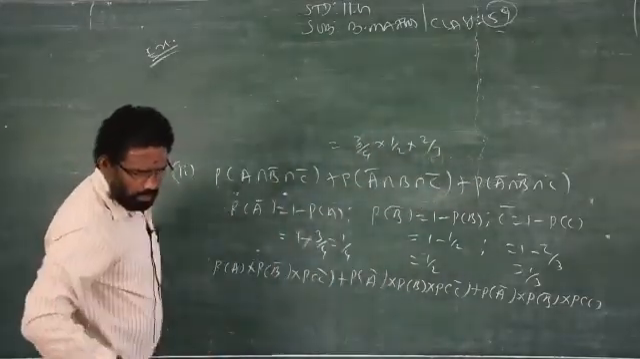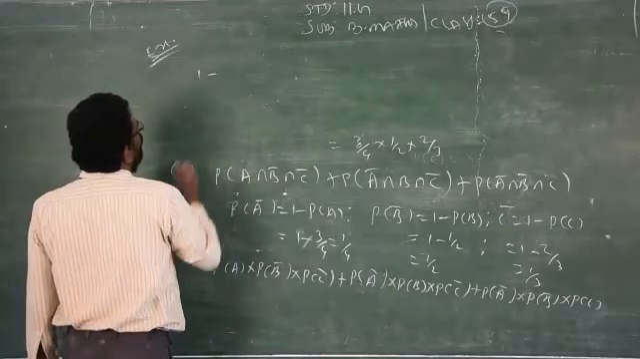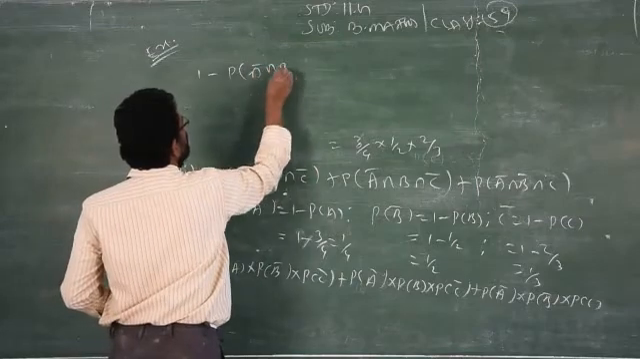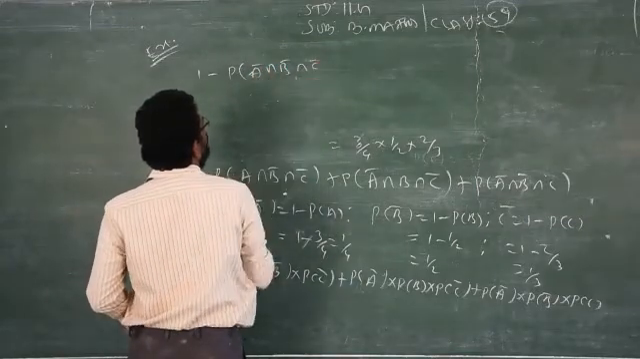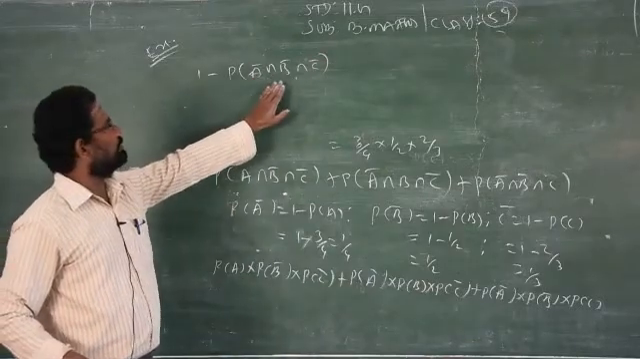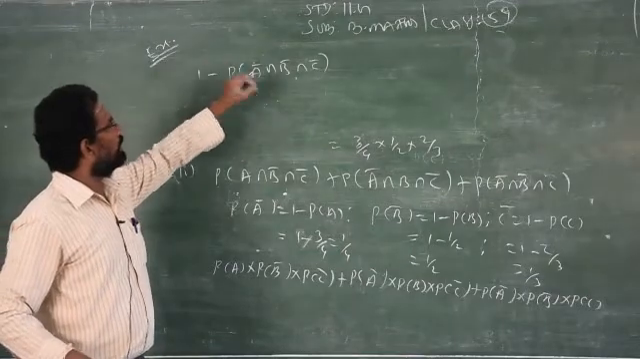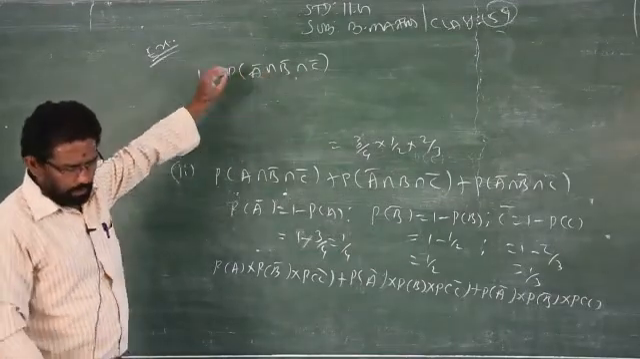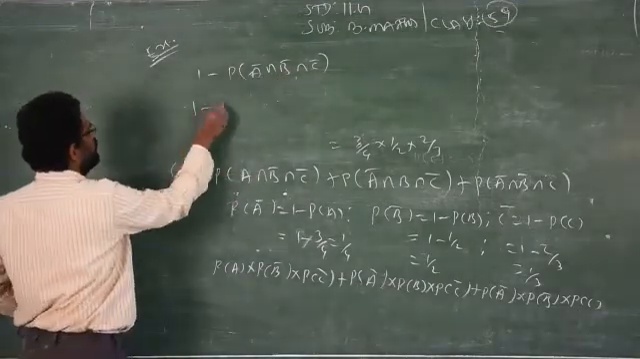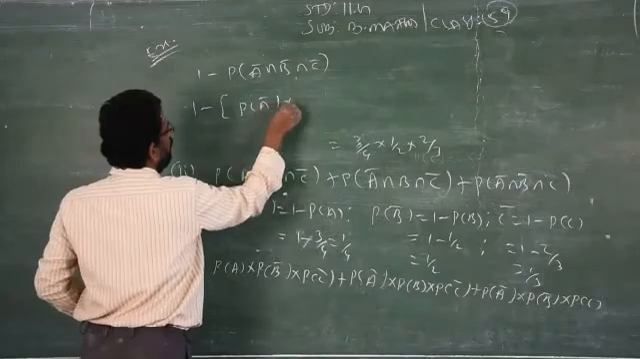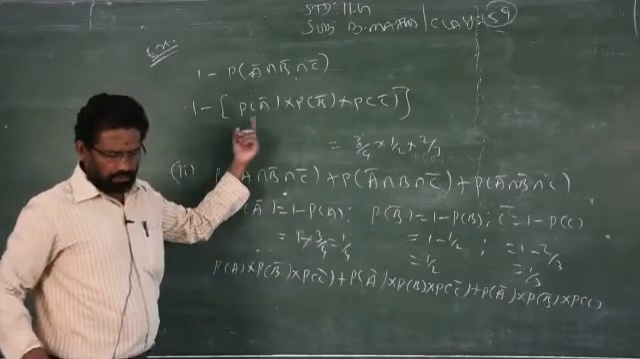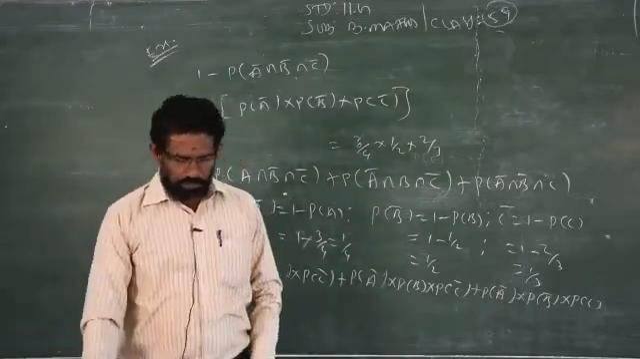So therefore, at least 1 is 1 minus the probability that nobody shoots that enemy, which means P of A bar intersection B bar intersection C bar. No one can shoot that enemy, that is A bar intersection B bar intersection C bar. You know how to write this one. So 1 minus, inside the bracket you write P of A bar, P of B bar into P of C bar. Just substitute the values and multiply. Then subtract from 1, and you will get the answer.